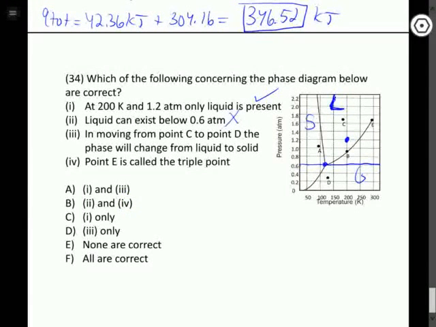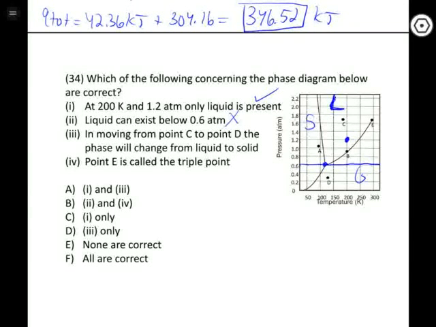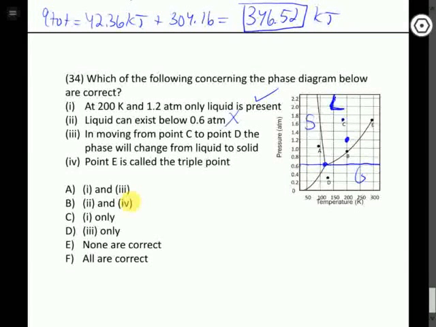And moving from point C to D, the phase will change from liquid to solid. Okay, so C here is in the liquid part of the diagram. We move down to D, and that's in the gas phase portion of the diagram. So that's also going to be false. This would be vaporizing the sample if we go from C to D.